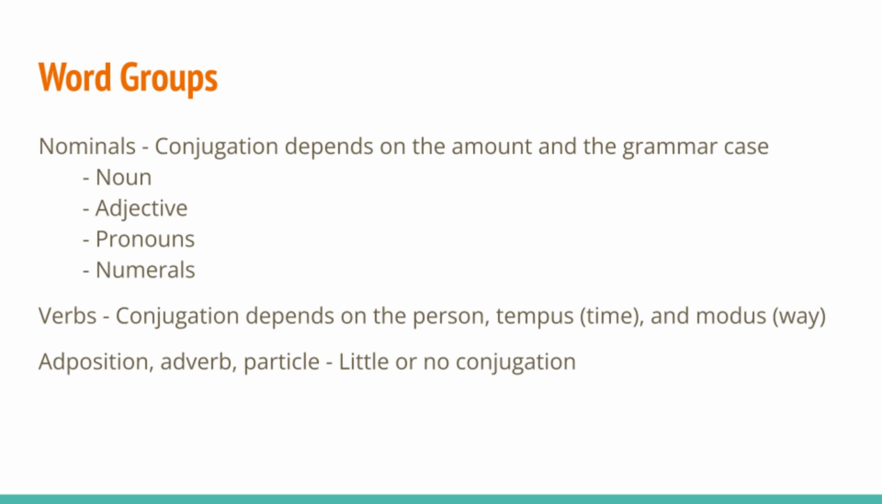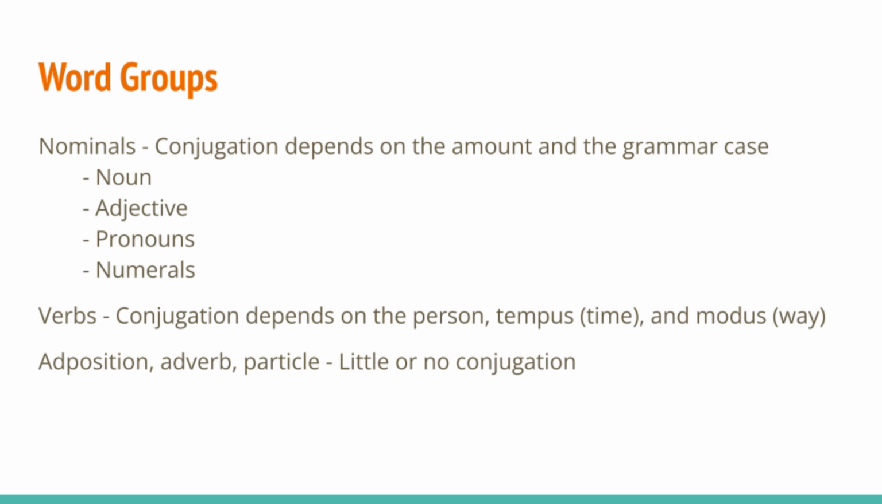But the first of the word groups is nominals, and they are conjugated depending on how many of those things there are, and also the grammar case that is used. Within this group are the nouns, adjectives, pronouns, and the numerals. The next group is verbs, and it's quite self-explanatory what the verbs are, but their conjugation depends on the person who is speaking, the person the sentence is about.